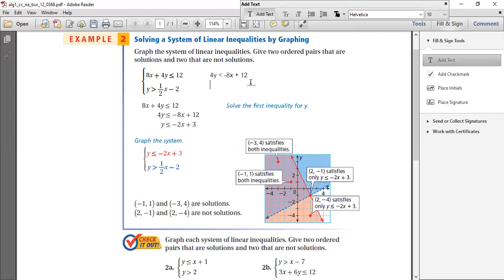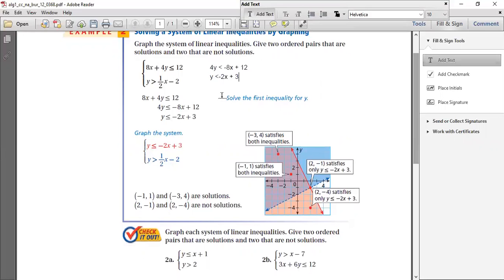Now as you know, the next step is we have to remove the 4 from the y. So to remove the 4 from the y, we have to divide both sides by 4. So what will you be left with then? y is less than or equal to negative 2x plus 3, because negative 8 divided by 4 will give you negative 2, and 12 divided by 4 will give you 3. Now this is in y-intercept form, y is equal to mx plus b. The only problem here is it doesn't have the equal sign. Other than that, the rule is going to be the same.